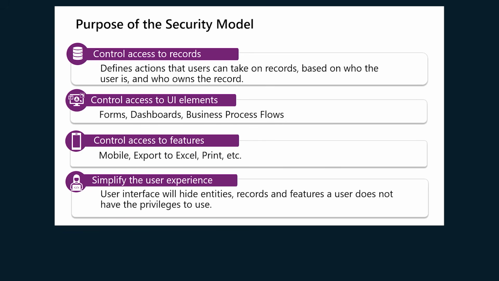This not only protects data from unauthorized distribution, but also streamlines the user experience by hiding entities and features that users lack privileges for. For instance, a field technician using a mobile app may only see the work orders related to their role, while administrative features remain hidden. This approach enhances security, improves performance, and ensures users remain focused on their tasks.